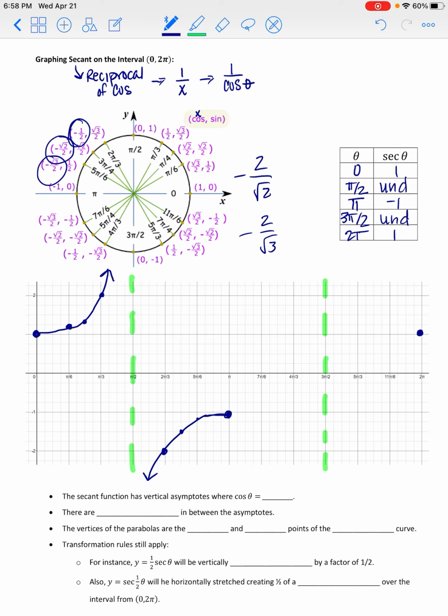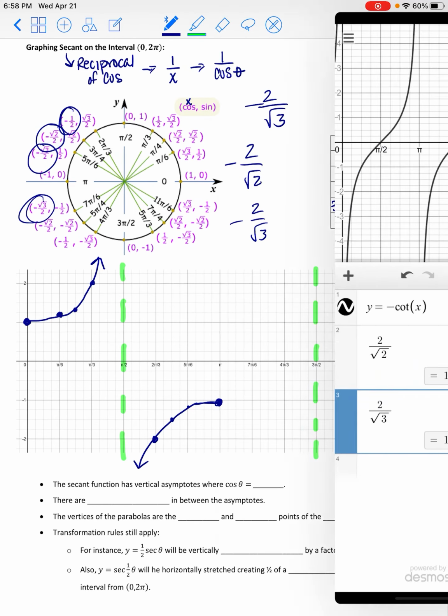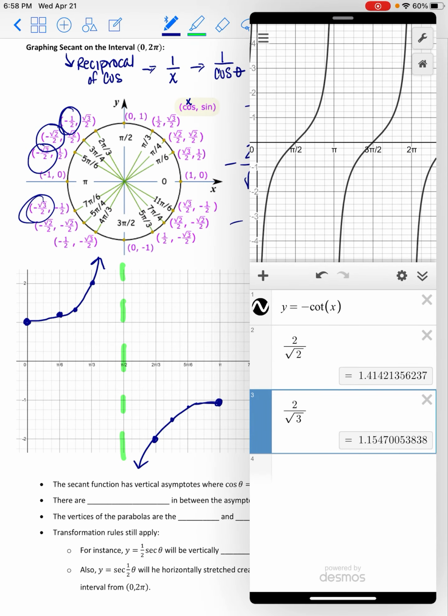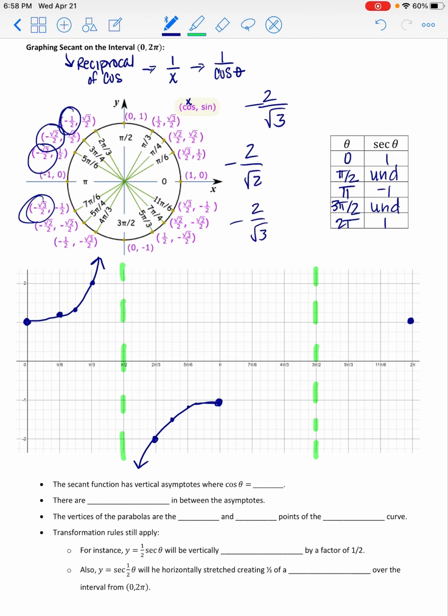So let's plug in 7 pi over 6. At 7 pi over 6, the reciprocal is 2 over radical 3, negative, and the 2 over radical 3, that was a 1.1. So now we're back to 1.1. And then this one's going to get us back to 1.4, so that's going to go down a little lower. And then this one's going to take us back to negative 2.